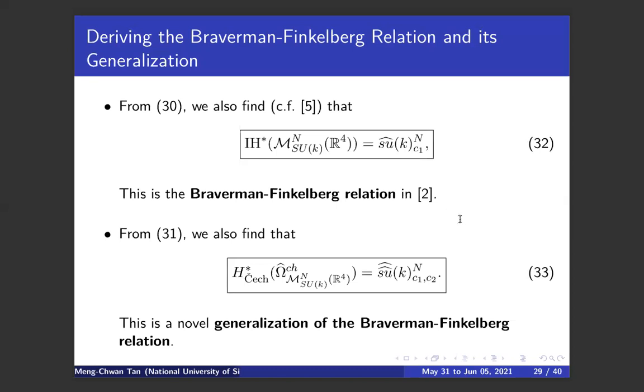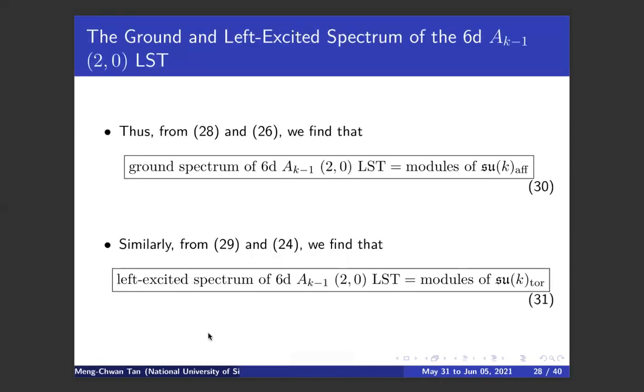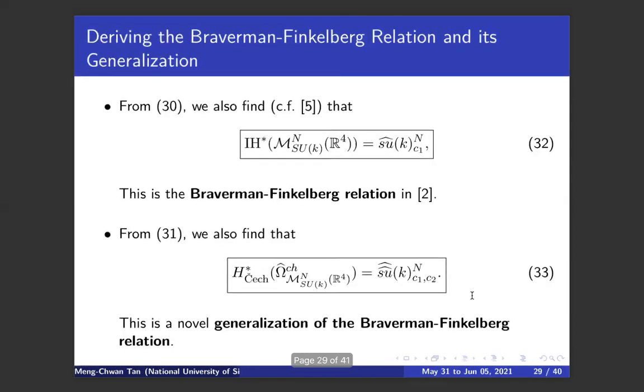So this is Braverman-Finkelberg, and if you look at 31, that gives us a generalization. The excited spectrum is given by the Čech homology on a space of instantons, and that's related to modules of toroidal algebras. So we actually get a generalization of Braverman-Finkelberg, but now not in terms of regular cohomology, but Čech homology of the Cairo-Durand complex. So this is something new, which our math friends can try to verify or think about. That's our contribution from physicists to mathematicians.